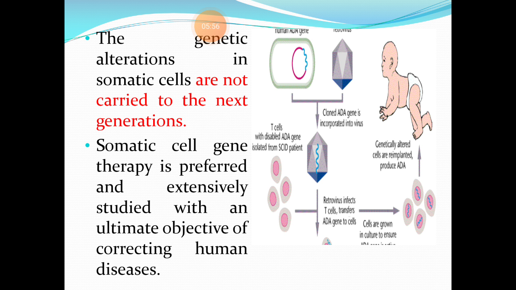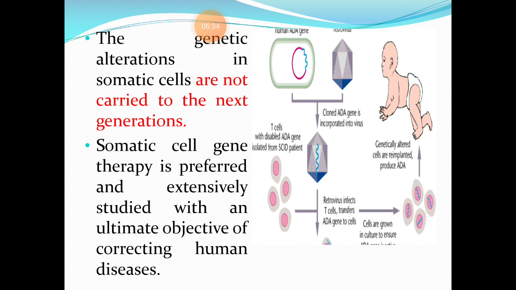Okay. Now, this good gene, functional ADA gene, can always be cloned into a virus. Okay. So that you will get a cloned ADA gene which is incorporated into virus, and then this viral vector can be treated with disabled T cells which are disabled with ADA gene isolated from SCID patient. Okay, the patients will have their T cells.